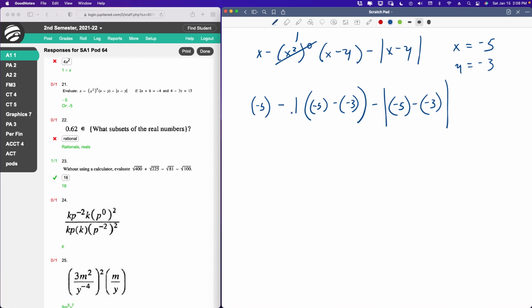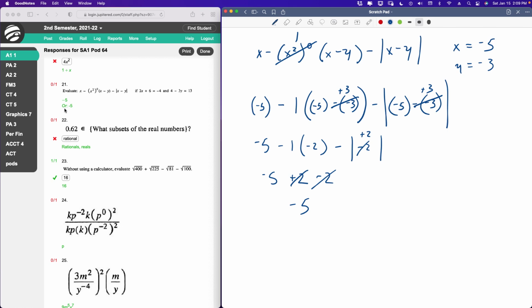All right. So negative, negative, this becomes a positive 3. Negative, negative, this becomes a positive 3. All right, negative 5, positive 3. That's going to be negative 5 minus 1 times a negative 2 minus the absolute value of negative 2. All right, so negative, negative is a positive. So negative 5 plus 2. This is a positive 2, but the negative of a positive is a negative 2. These two cancel each other out. The answer is negative 5. Right there.